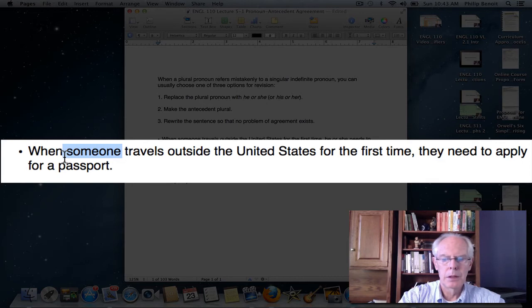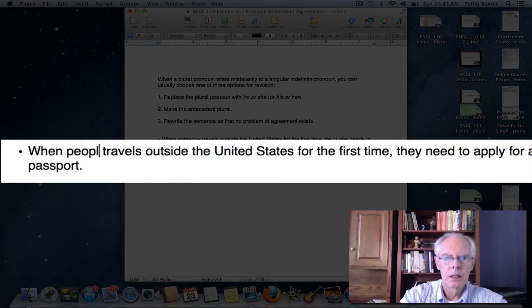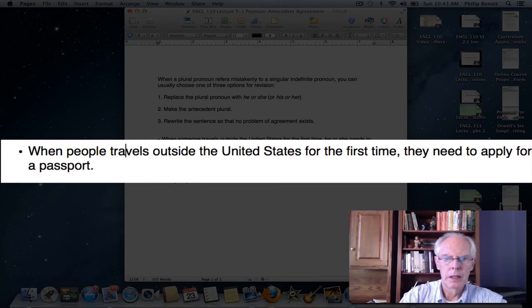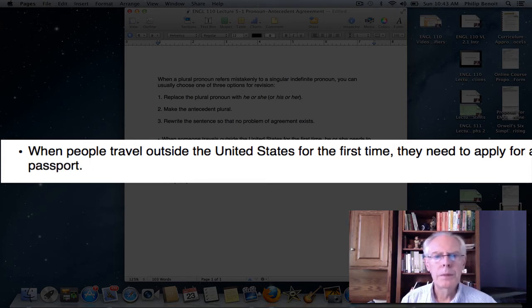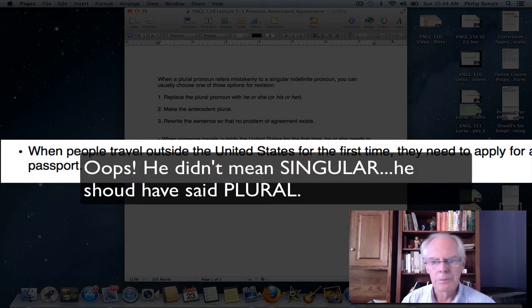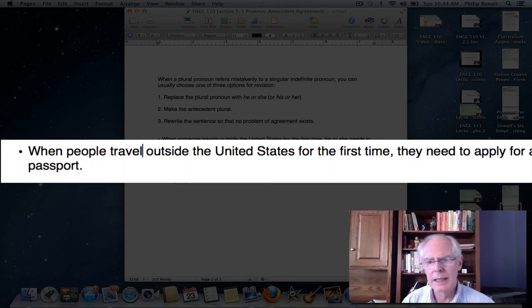And to make that plural, we can say "when people," and again our verb has to change here to make it agree. When people travel outside the United States for the first time, they need to apply for a passport. That sounds fine. It flows just perfectly. It's just as good as the first example, only it's right. It's better. So that is my go-to choice for trying to fix these problems: try to make the indefinite pronoun plural. And you can do that in a number of ways. This is just one. So that solves the problem. I like that way very much.